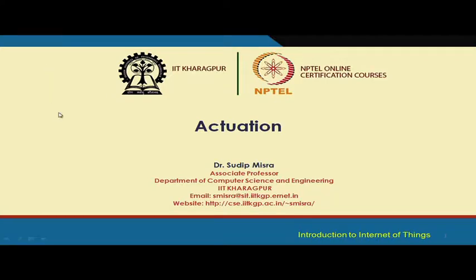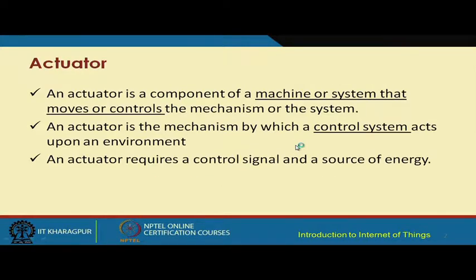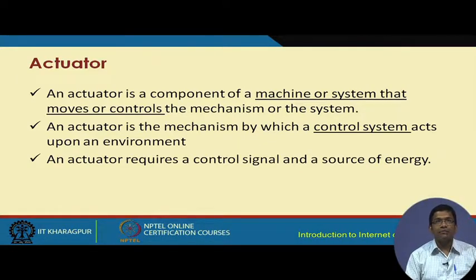So, having seen some real life actuators, let us try to understand the basic principles of actuators, but before that, let us go through some of the basics. So, an actuator is a component of a machine or a system that moves or controls the mechanism of the system. Typically these actuators are based on some control system. These control systems act on the environment. So, an actuator basically requires some kind of a control signal and a source of energy for its functioning.